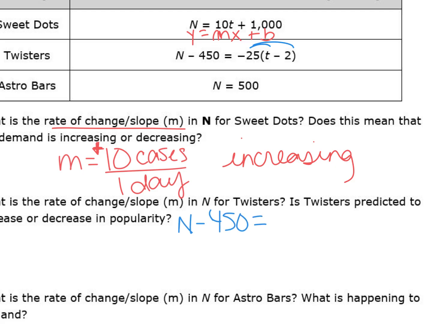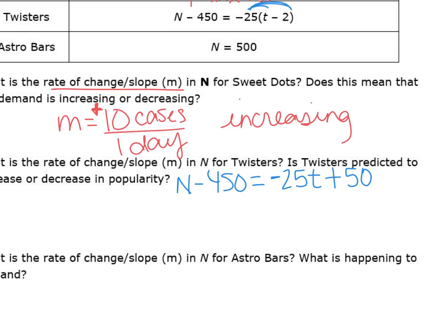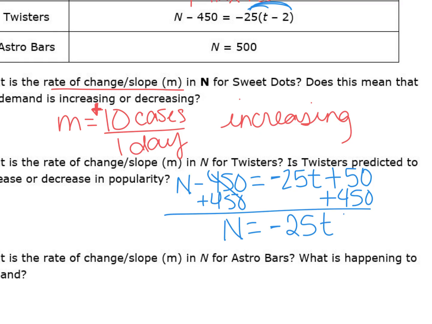What's negative 25 times t? Negative 25t. Be careful with your signs here. A negative 25 times a negative 2. Negative times a negative is a positive. 50. Thank you. And then I need to get my n or my y by itself. What am I doing with that 450? I'm adding it. Very nice. What do I get when I add 450? 500. Very nice. So n equals negative 25t plus 500.